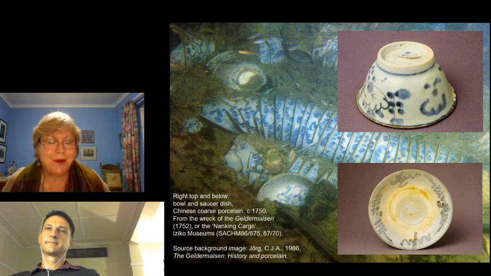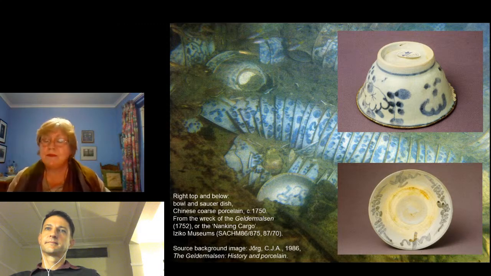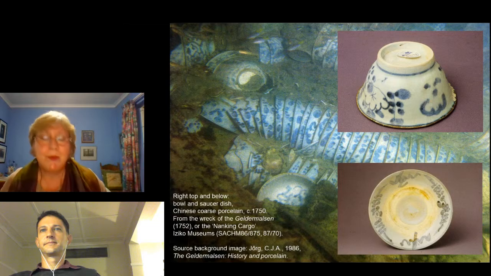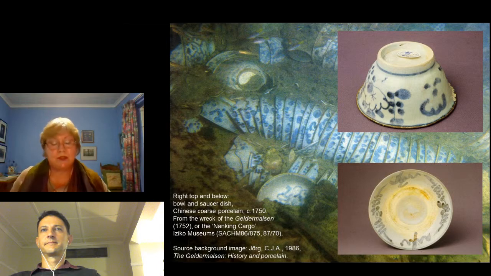We know that there's not a big market in Europe for coarse porcelain, so it must have been intended for the Cape. So, on Cape sites, large numbers of this coarse porcelain, or grove porcelain, are being excavated, but it's not always very clearly described as such in the official documents. They sometimes just refer to it as spoelkommen, or finger bowls or slop bowls, and bowls and saucer dishes are the most common forms of the coarse porcelain found on Cape sites.